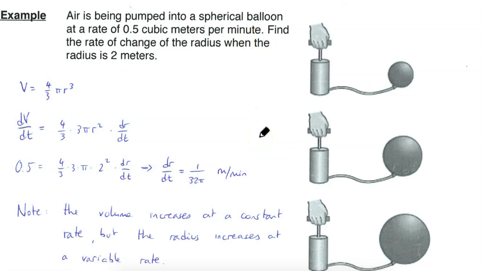So the important note: the volume increases at a constant rate, but the radius increases at a variable rate. They are related, but just because one is constant doesn't mean the other one is going to be constant as well.